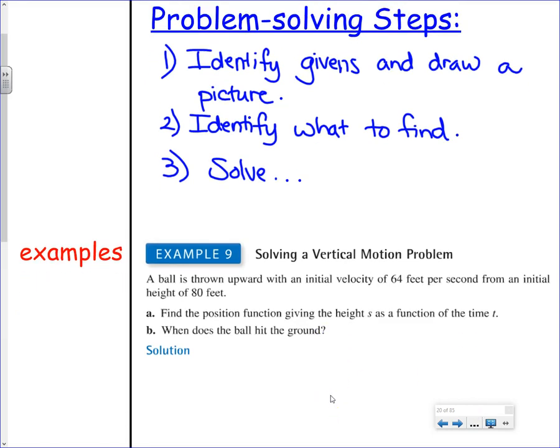But here's an example from 4.1b. A ball is thrown upward, thrown. There's some sort of propulsion with that. With an initial velocity, okay, that makes sense, of 64 feet per second, from an initial height of 80. Find the position function, giving the height as a function of the time t.